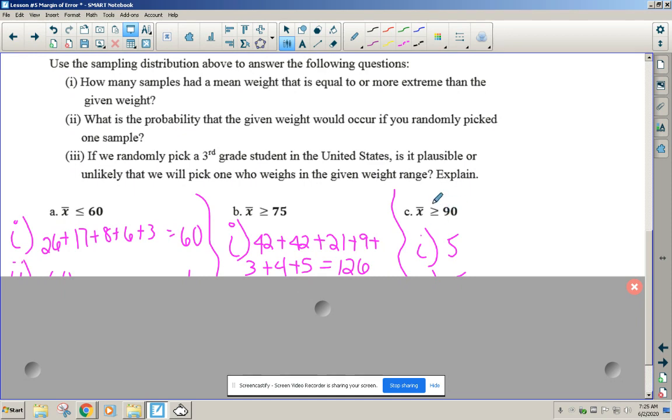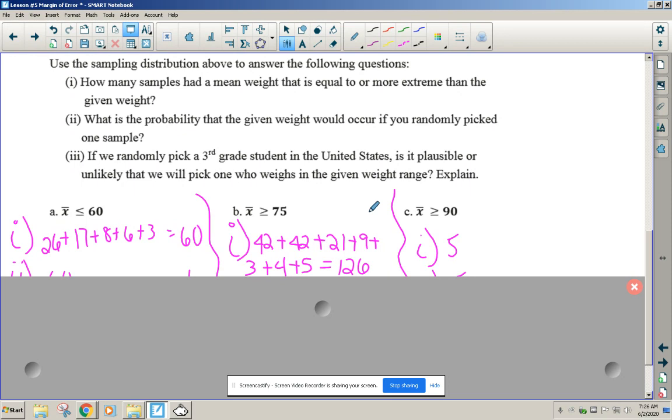And how many third graders are more than 90 pounds? That would be the 5. That would be that final bar at the end. So that was number 1, the first thing we wanted to know. Now, number 2, what is the probability that the given weight would occur if you randomly picked one sample?